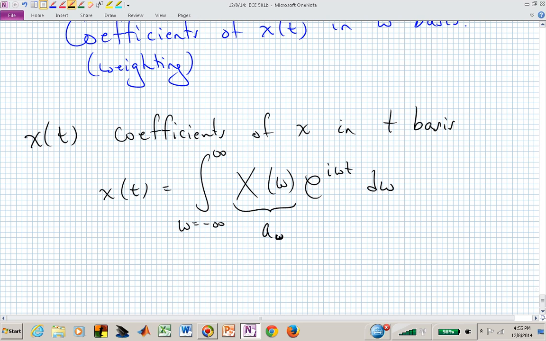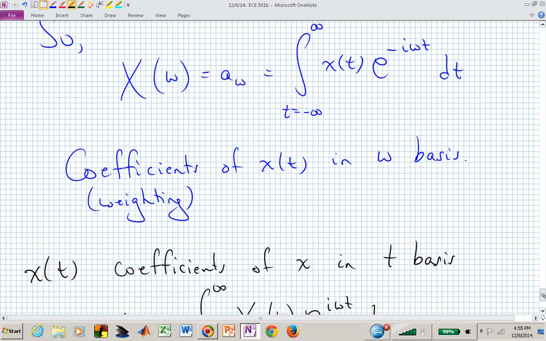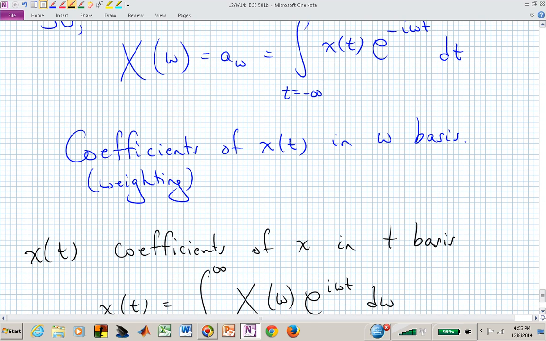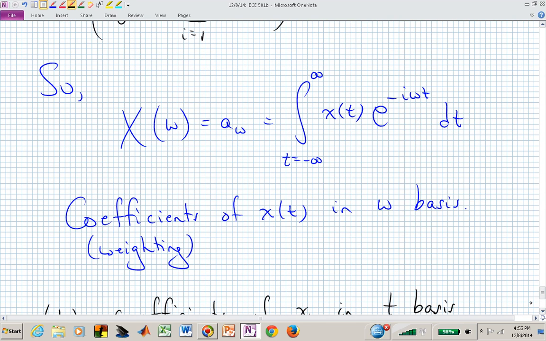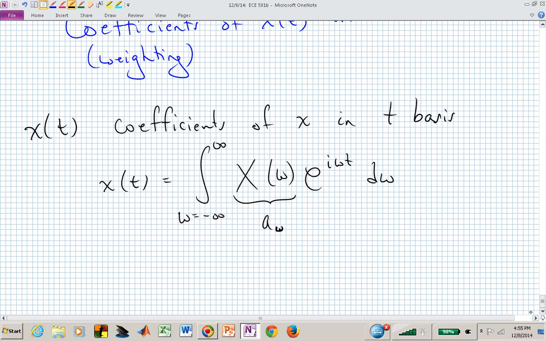And now we have two ways of thinking about the signal. We could either think of it in terms of these coefficients in the frequency basis, or these coefficients or weightings in the time basis. Yes?